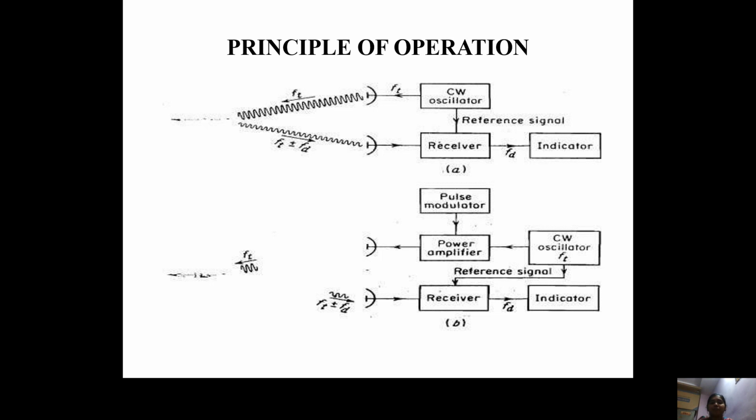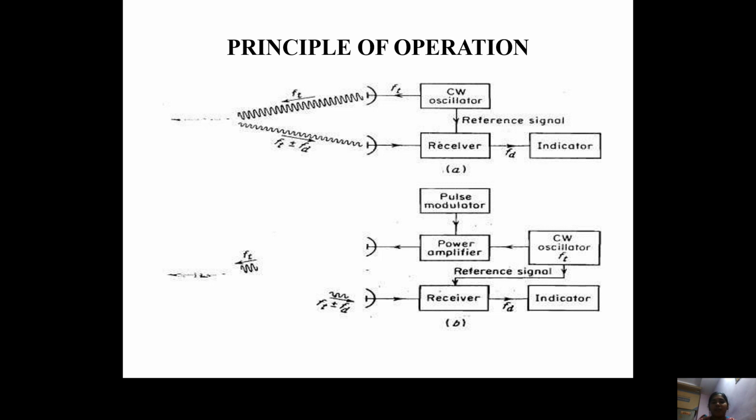At the receiver, a mixer is present, and that mixer generates either the sum or difference of the frequencies. So here the unwanted frequency components can be minimized. The transmitted frequency ft can be cancelled out. This ft and this ft cancel out, and only the difference frequency is allowed to the indicator. On the indicator you can see the signal, which is the range of the echo signal, how far it is. And this is the previous version.